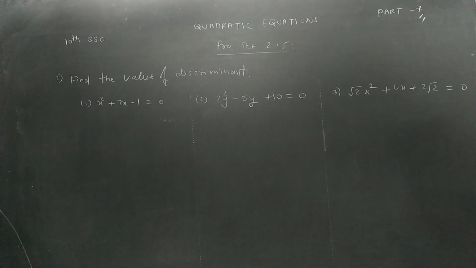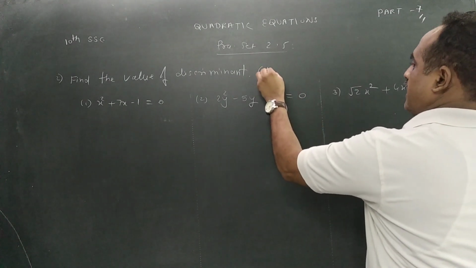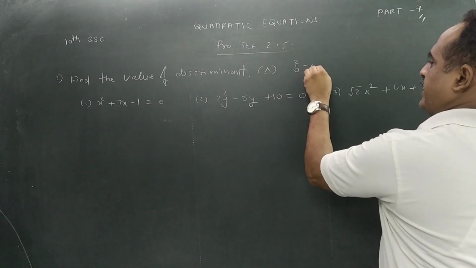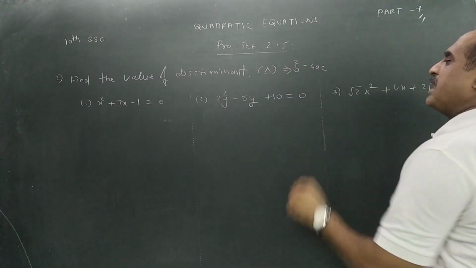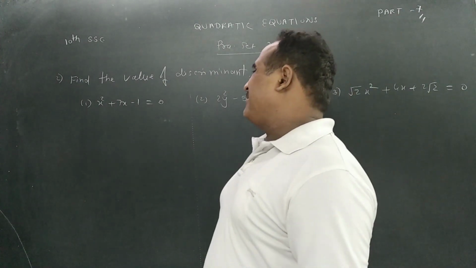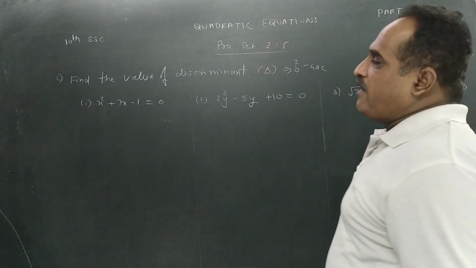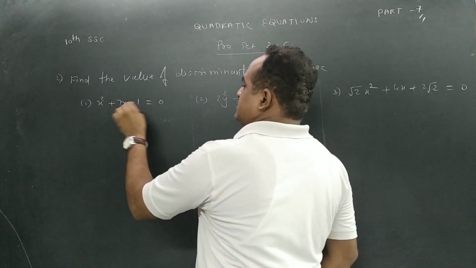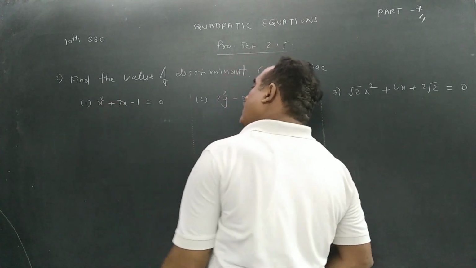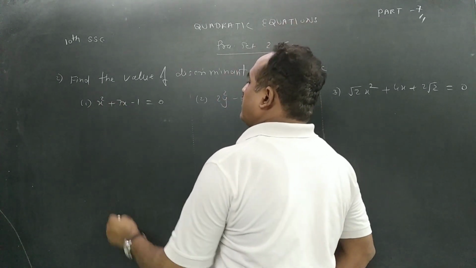Find the value of the discriminant. Discriminant means what? Delta. Delta means b² - 4ac, right? We have to find the value of the discriminant, that is delta. To find the value of delta, b² - 4ac, we should know the values of a, b and c.